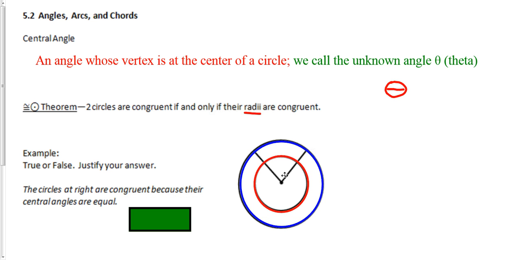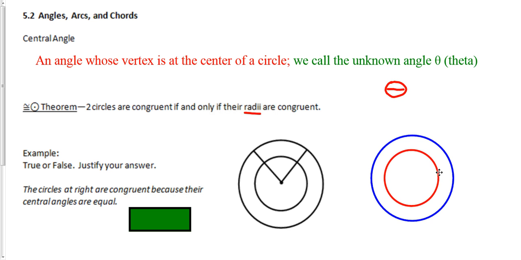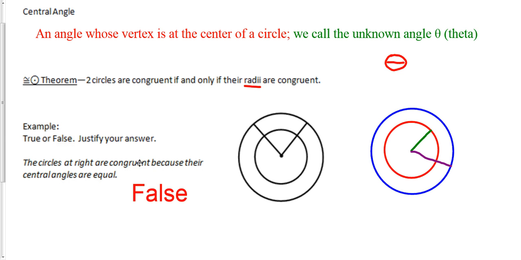Obviously we can see these circles are not the exact same. This blue one is much larger than the red one. So just because that central angle is the same, the radiuses, or the radii, are not. This red one, the radius is only that far, and for the blue one, the radius is this far. So obviously one of those radii is longer than the other. So no, these are not congruent, false. Because the radii are not congruent, these would not be congruent circles.